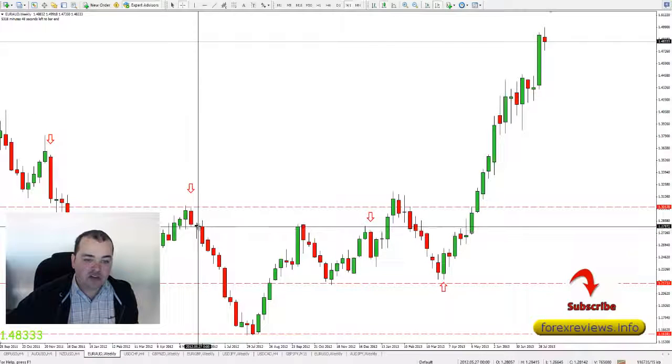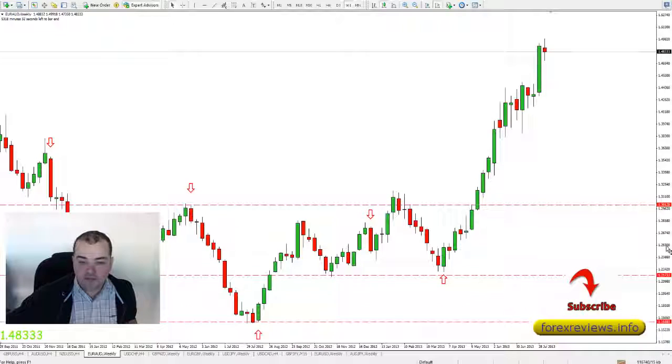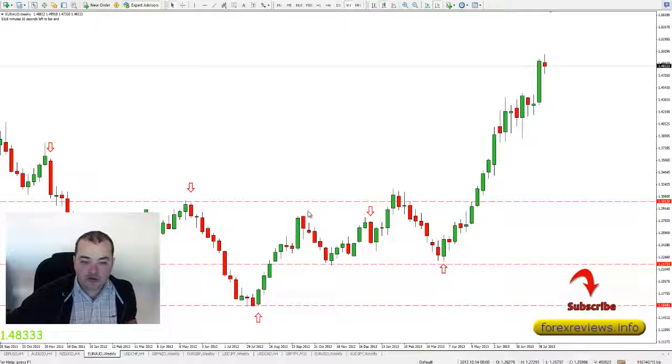Okay, so we got this move here. Let's have a look at it. Until it told you to get out. Where did it tell you to get out? About here. That's 970 pips, guys, from where it told you that there was a bear trend forming. Okay? From here, we had a bull trend.